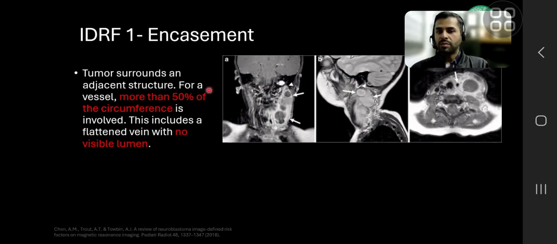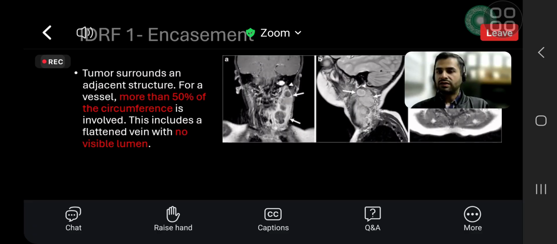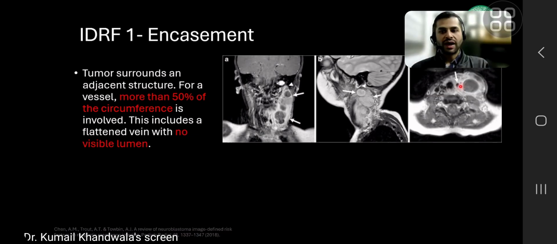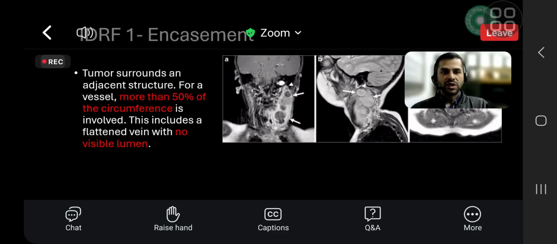So on these MR images, this was a neuroblastoma of the neck, and you can see that there is complete encasement of the left common carotid artery, which constitutes positive encasement. Additionally, there is no lumen identified of the internal jugular vein, which is also an image-defined risk factor for encasement.